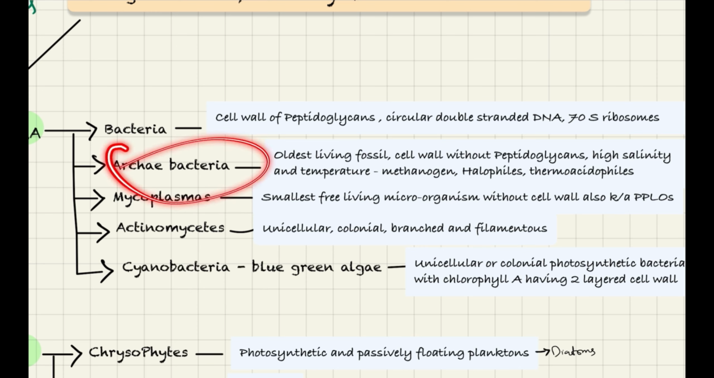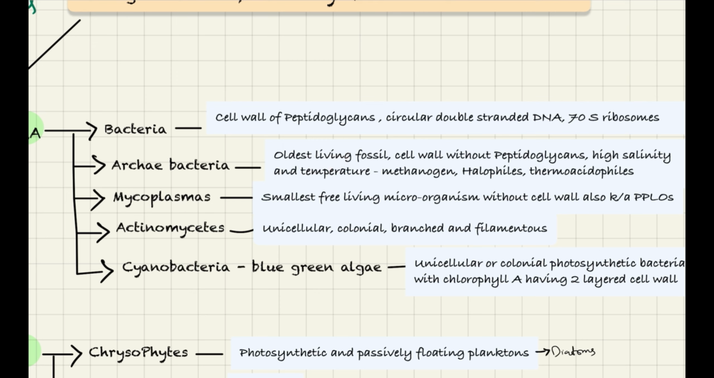Then there is archaebacteria. Archae means old, ancient, because they are supposed to have been there right from the start of life on earth, when the conditions were very harsh, and they have retained those characters. That's why they are also the living fossils, the oldest living fossils. The main important thing here is that their cell wall lacks peptidoglycans, and instead they have proteins and polysaccharides in their cell wall. They live in high salinity and high temperature.